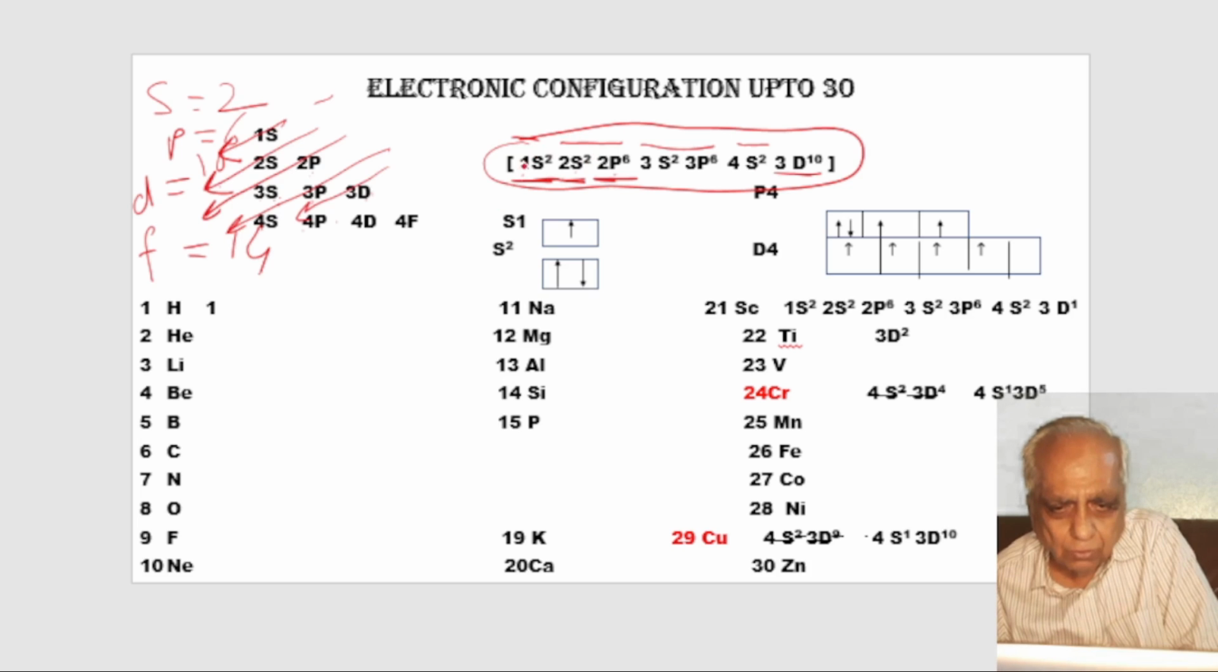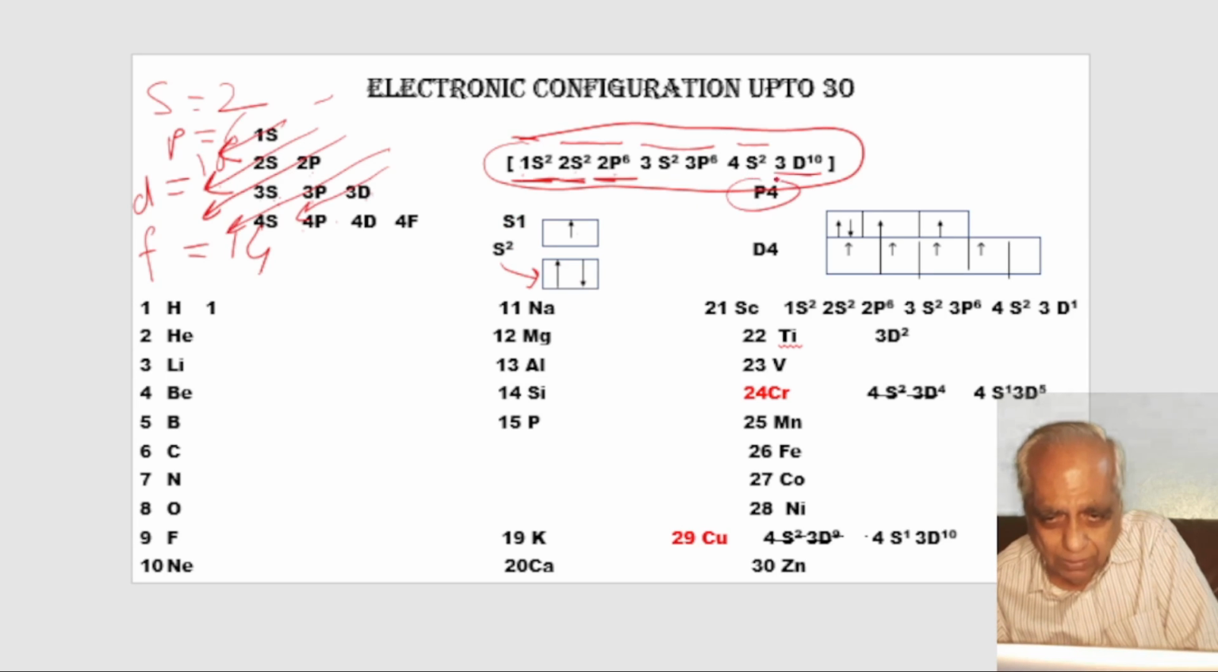Now if there is only, in whichever orbit, in S I have got 1 electron, so we show it in this manner. We make a rectangle and show this 1 electron. If there are 2, then we show in this manner, 1 up, 1 down. So this indicates that one is moving clockwise, other is moving anti-clockwise. So S1 is shown in this manner, S2 is shown in this manner.